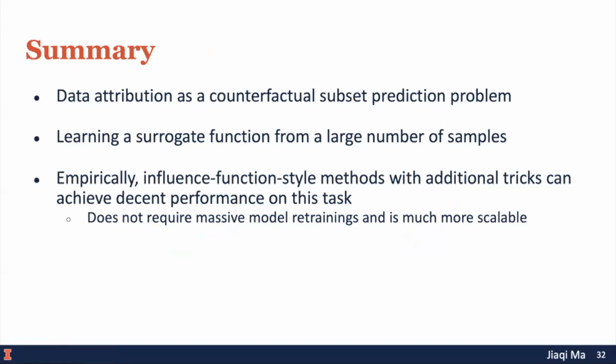So finally, to summarize the studies introduced in this presentation, we have explored data attribution as a counterfactual subset prediction problem, which can be viewed as a generalization of leave one out, and it arguably makes more sense in some practical applications. While this seems to be a more challenging task, we first saw that we can learn a surrogate function given a large number of samples of subsets and models we train on them. And this surrogate function can be learned to make very good predictions on this counterfactual prediction task.